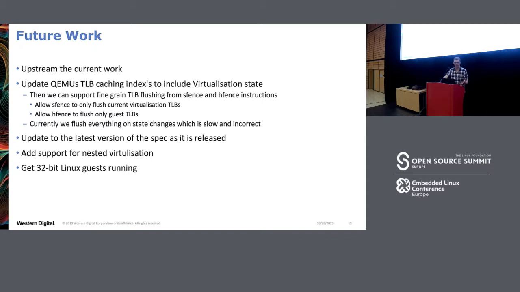Update the spec, keep updating until it's draft, and even then, keep updating it. Add support for nested virtualization. I talked about nested virtualization at the start, but those bits don't connect through to anything at the moment in QEMU. It's hard to test because no one is really writing nested virtualization, so we'd have to get a hypervisor updated to support that and, at the same time, develop it in QEMU. And 32-bit Linux guests don't work yet. We just run bare metal guests, but Linux fails to boot.